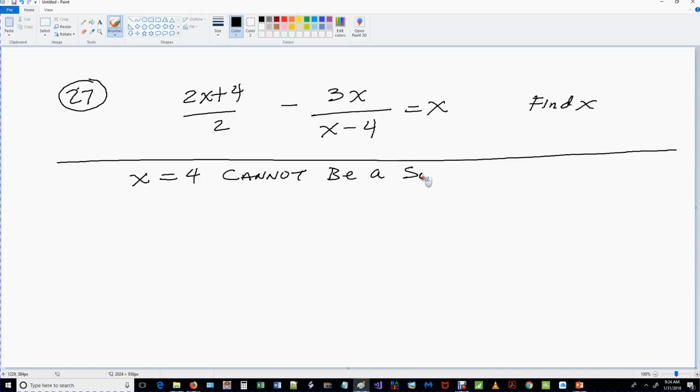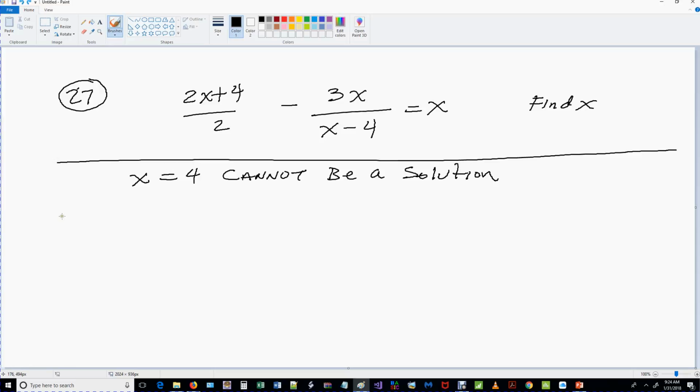The reason for that is because if x was 4, this denominator would be 0, because this would be 4 minus 4, which is 0, and there's no way we can allow 0 to be the denominator. Alright, so having said that, we need to find the common denominator.